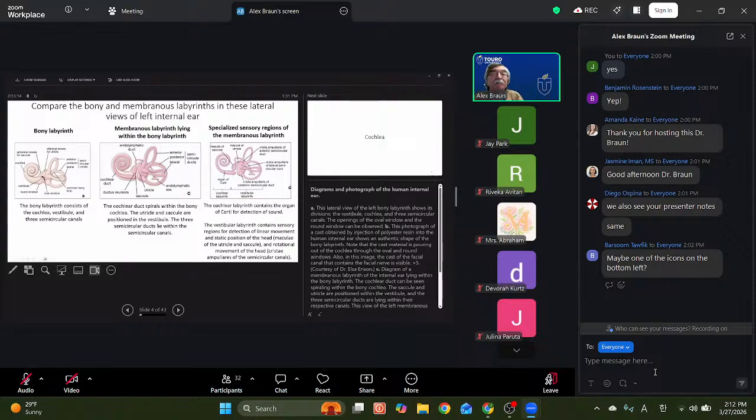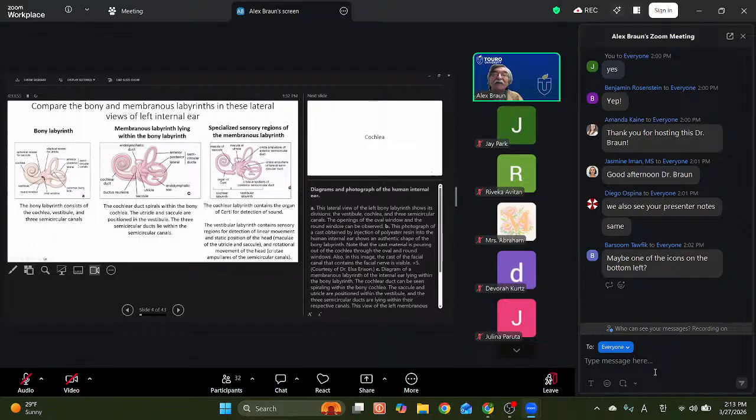Inside the bony labyrinth of the cochlea is the membranous labyrinth of the cochlea, and that's called the cochlear duct. So here we see the bony labyrinth, if you will, of the cochlea, and inside that is the membranous labyrinth or cochlear duct. On the other side, here we have the vestibular labyrinth. We have the three semicircular canals with an outer bony labyrinth, and inside that is the membranous labyrinth of the vestibular part of the ear.